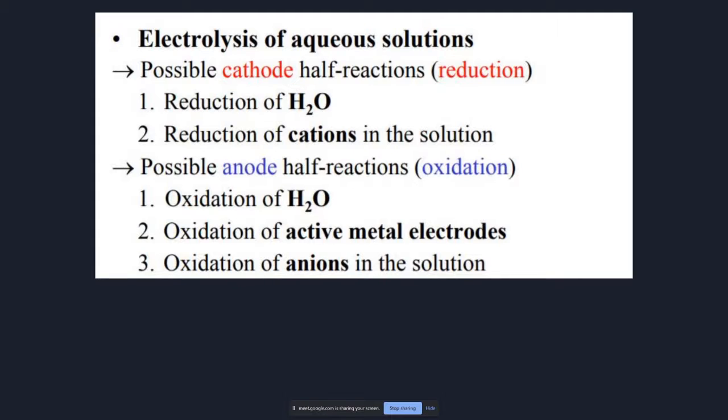So for the cathode, you have to consider a possible reduction of water. If the cation on your cathode is really weak, then a reduction of water will happen instead. And then also for the anode, you have to consider several different possibilities for what could happen.